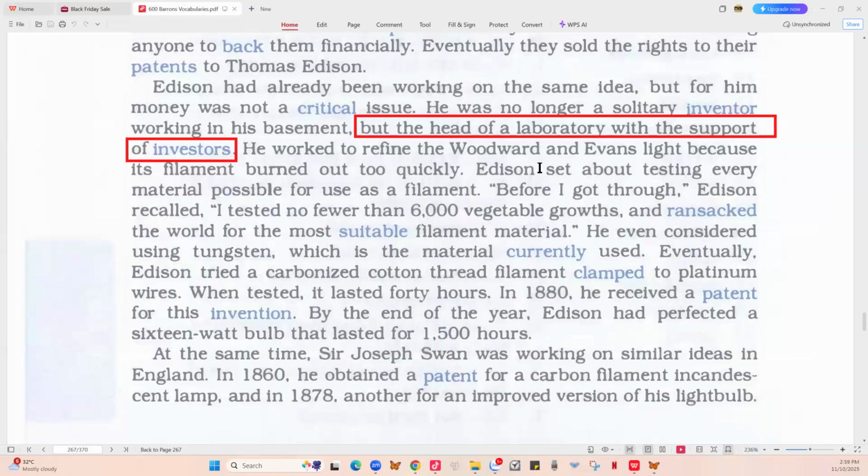All right. So here they say the head of the laboratory. The head of the laboratory. So what is the head of the laboratory? Who is that person? Show me the position of the head of the laboratory.